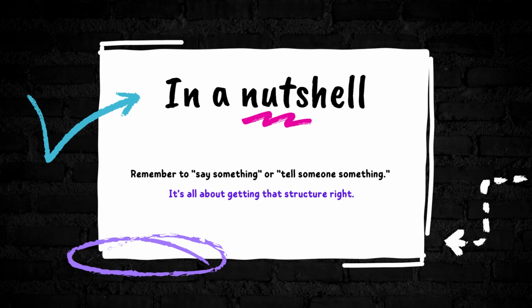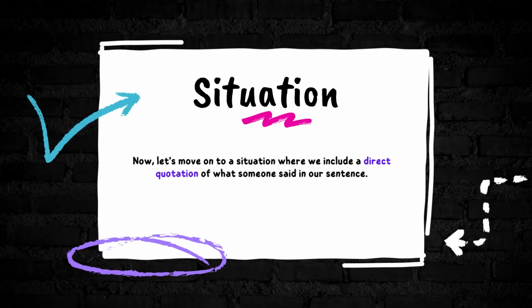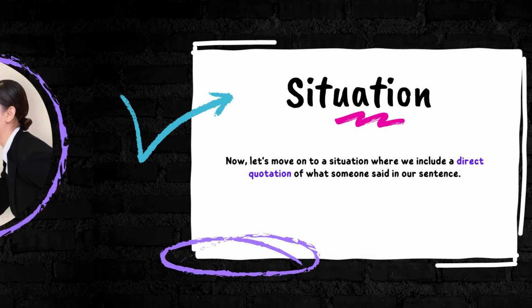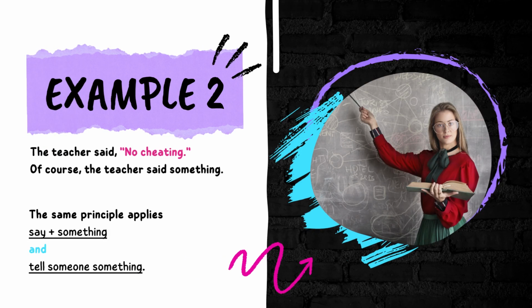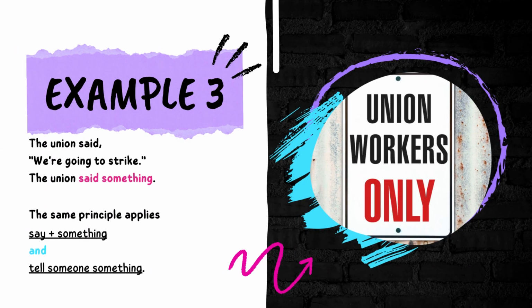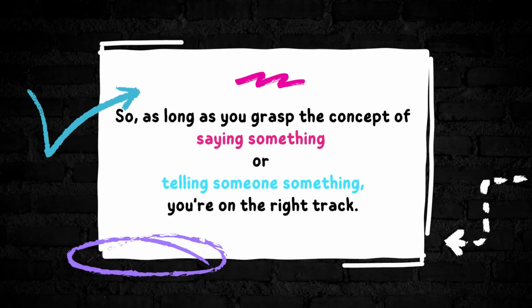Now let's move on to a situation where we include a direct quotation of what someone said in our sentence. Example 1, he said, "I love you," but he told me he loved me. Same principle applies. Say plus something and tell someone something. Example 2, the teacher said, "No cheating." Of course, the teacher said something. Example 3, the union said, "We're going to strike." The union said something. So, as long as you grasp the concept of saying something or telling someone something, you're on the right track.